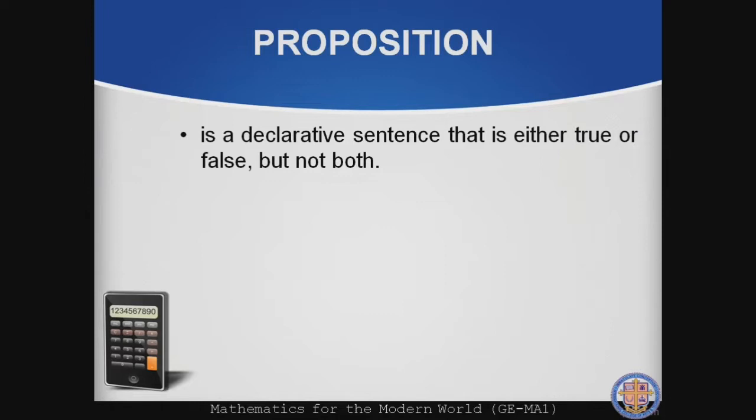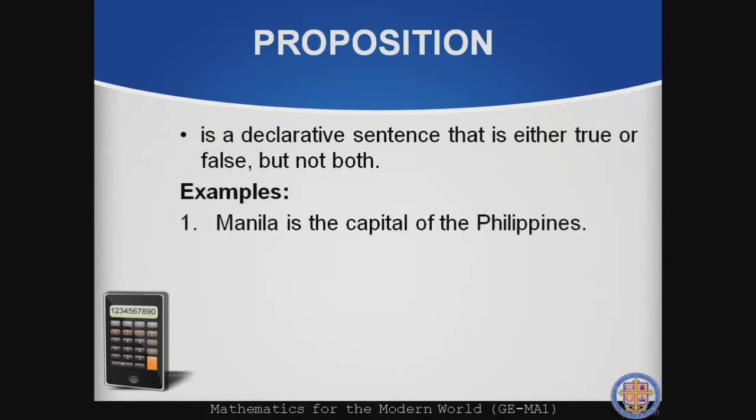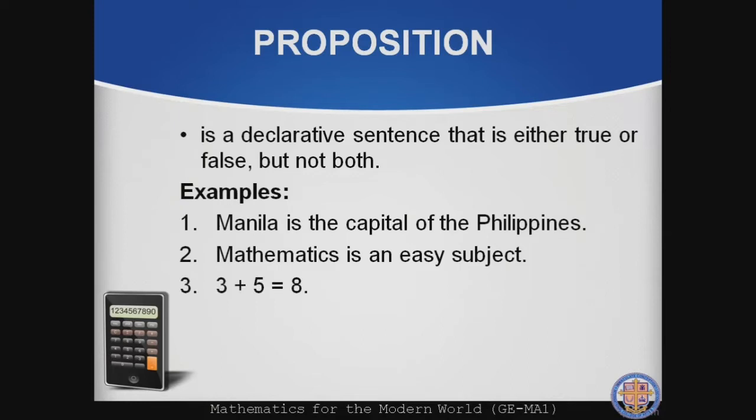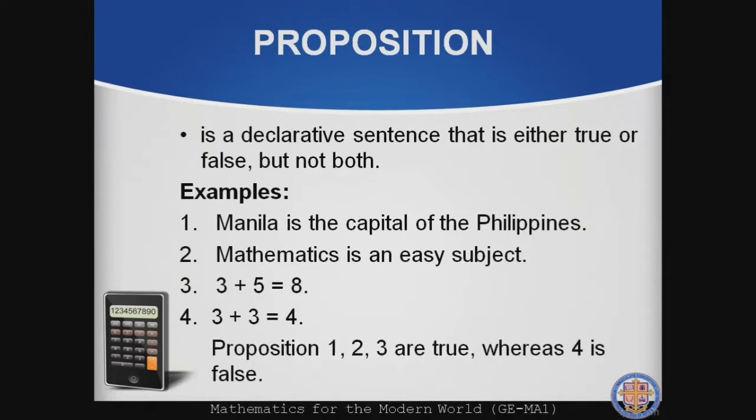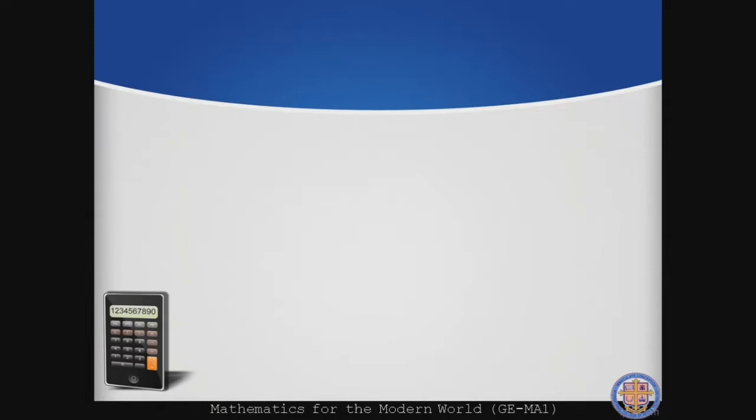But a proposition can also be false, like God does not exist. The earth is flat. So they are also considered as propositions. They are declarative sentences. Examples. Manila is the capital of the Philippines. Mathematics is an easy subject. 3 plus 5 equals 8. Even a mathematical sentence can be considered a proposition, like equations. 3 plus 3 equals 4. So all of these are propositions. We may say that 1, 2, and 3 are true, whereas 4 is false.